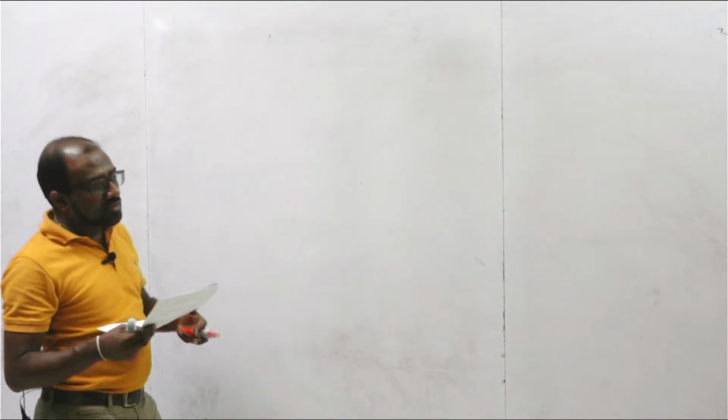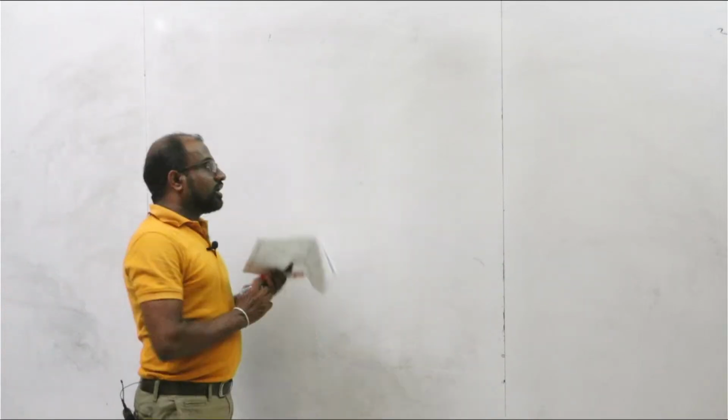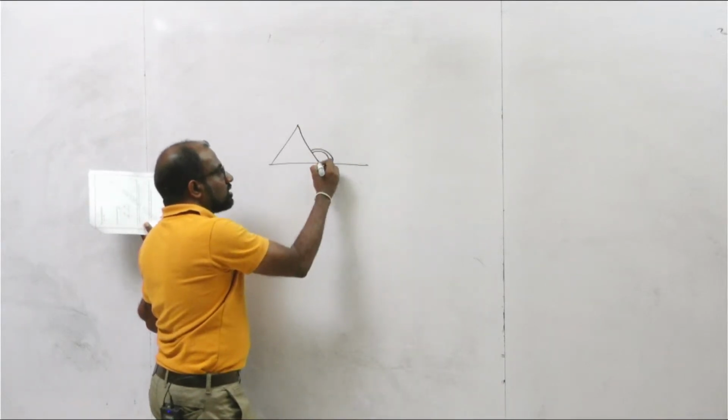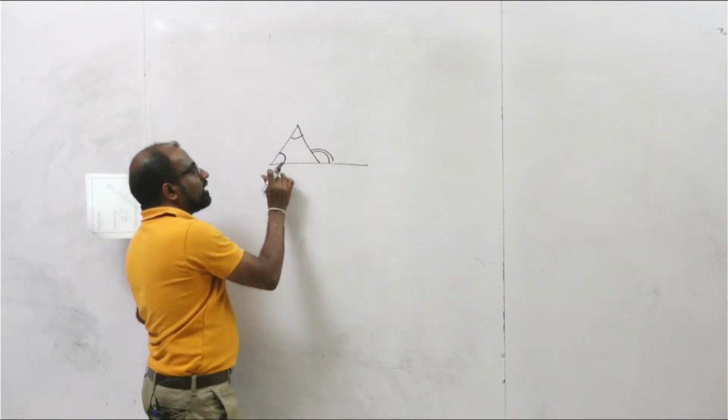What are the three theorems? One is: exterior angle of the triangle is equal to what? Sum of the two interior opposite angles.